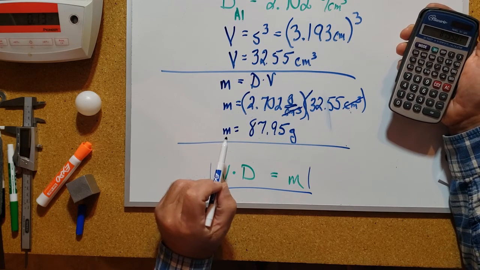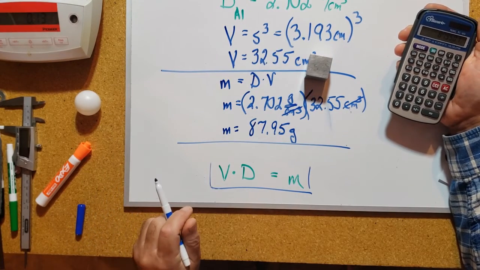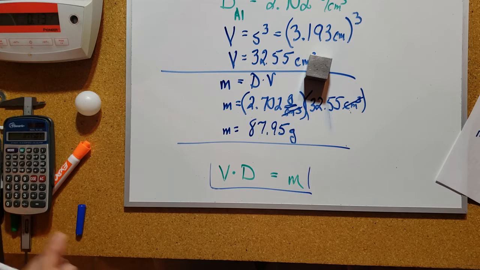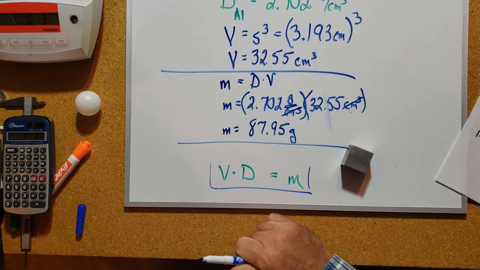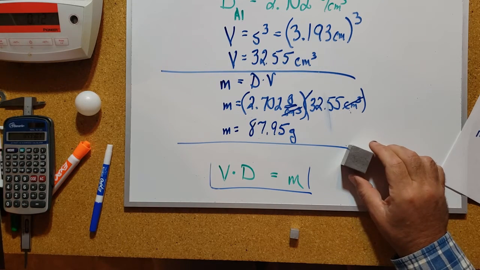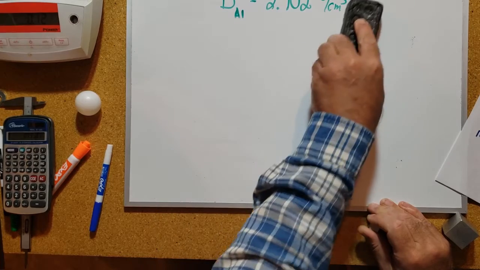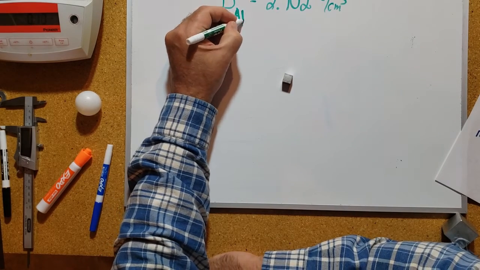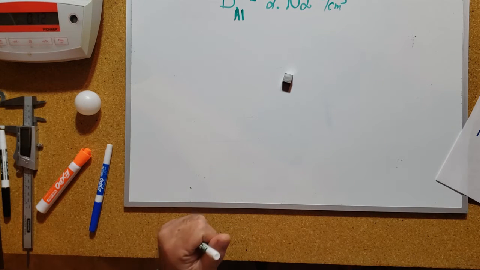So according to our calculation here, this cube, if it were made out of aluminum, would weigh 87.95 grams. Okay. Let's see if we can go ahead and change up this calculation just a little bit. Let's say I were asked to approach this calculation from the other angle.